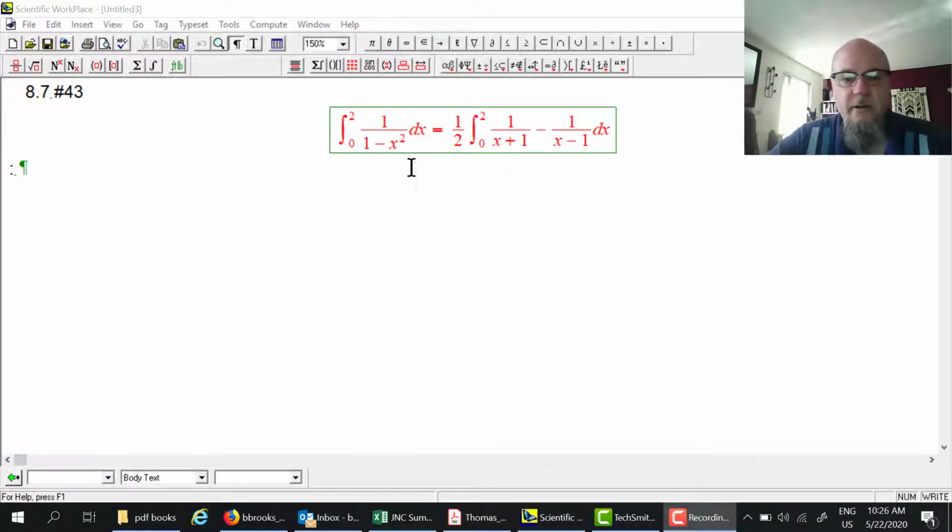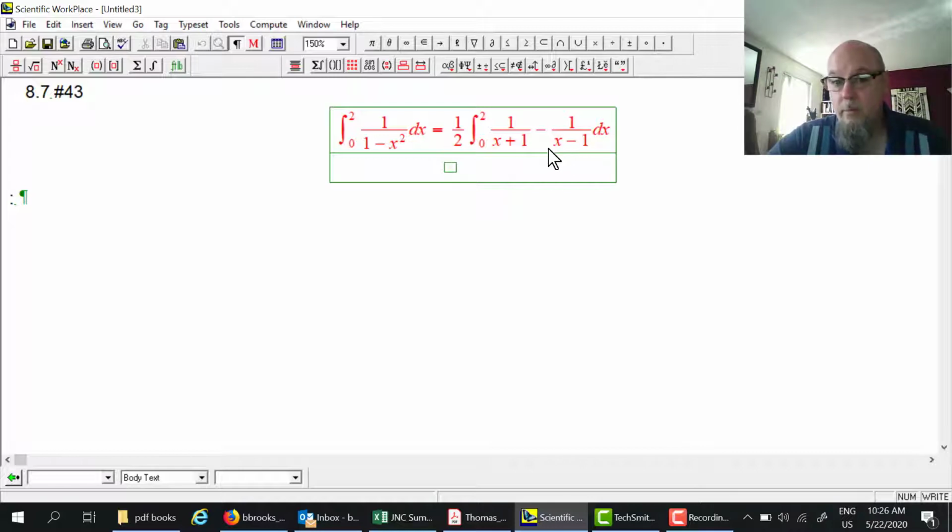I only think about improper integrals with the definite integrals. This is a definite integral. Minus 1, not a problem because it's not in between 0 and 2. But 1 is a problem. So I'm going to need to break this up into two pieces. One is the problem point that's in between these two.